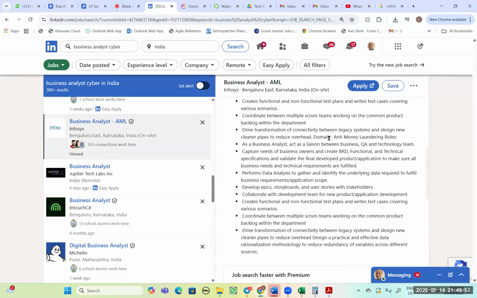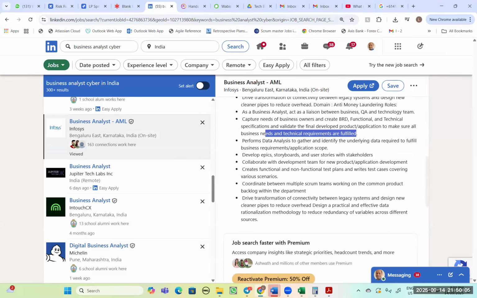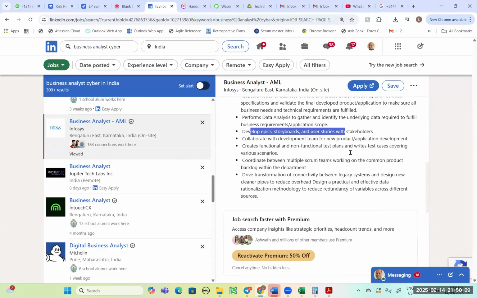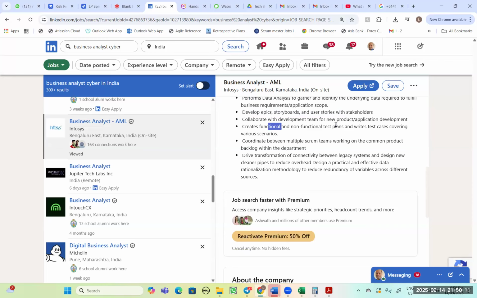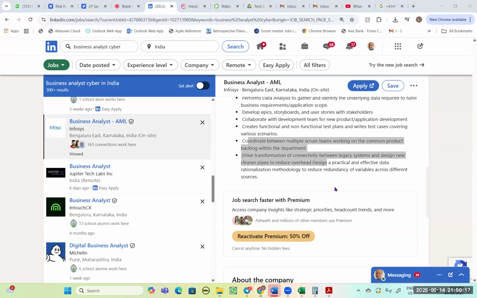Coordinate with the multiple teams, anti-money laundering rules. You already have the domain knowledge, so you can leverage it. You have an understanding of how you are going to capture the requirements, business requirements, technical requirements, perform the data analysis, write the epic stories for the team, and create the functional and non-functional requirements, and that's all. So we are going to cover it end to end in our training program.